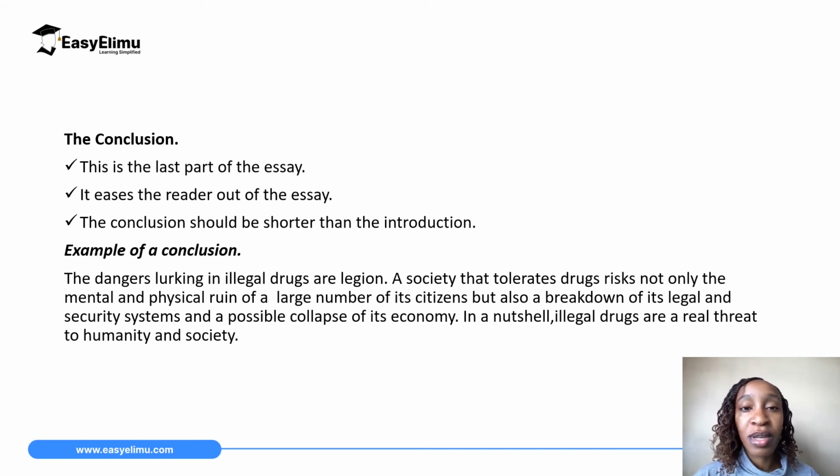So this essay was about maybe the dangers of drugs, or the dangers of illegal drugs. And so the conclusion, I just summarized it by saying that a society that tolerates drugs is at risk. It also says that illegal drugs are also a threat to humanity and to society. So as you are writing your essay and you're at the conclusion, remember that your conclusion can be short, and avoid repetition. Avoid repeating what you've already written in the body.